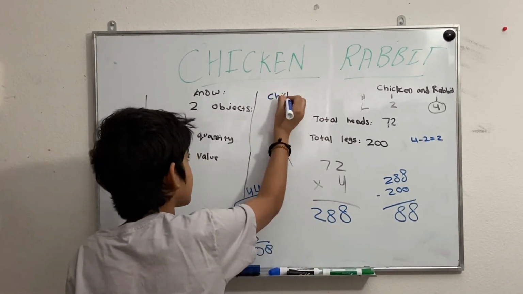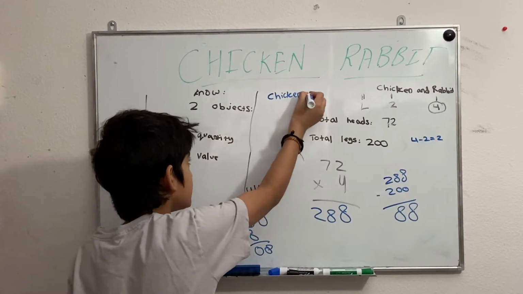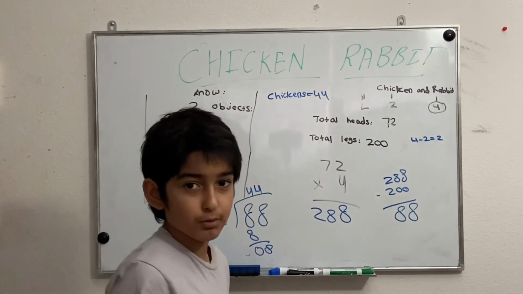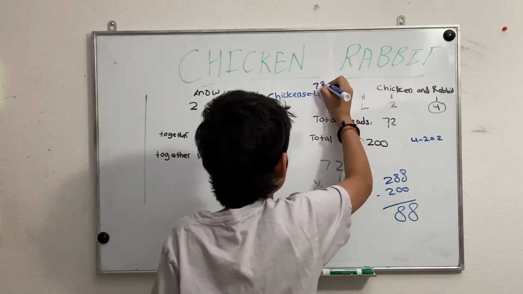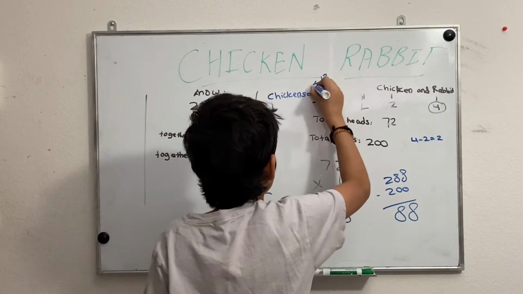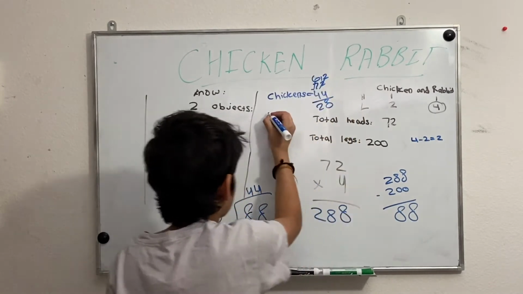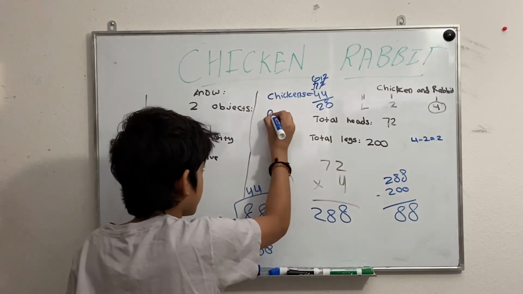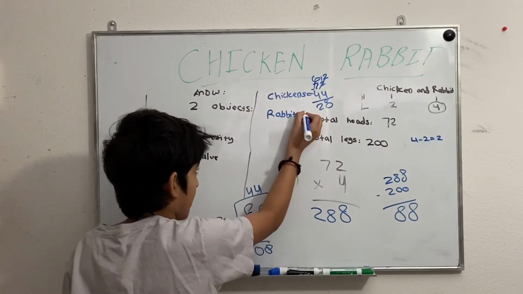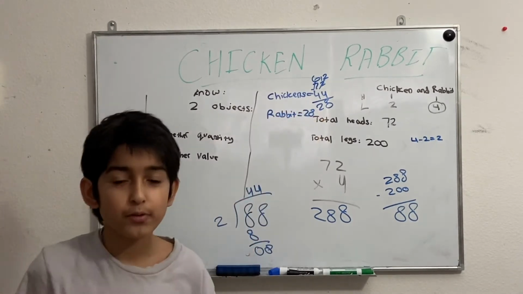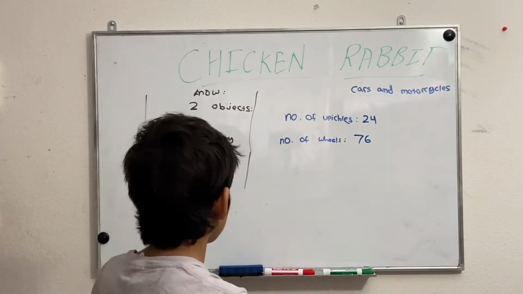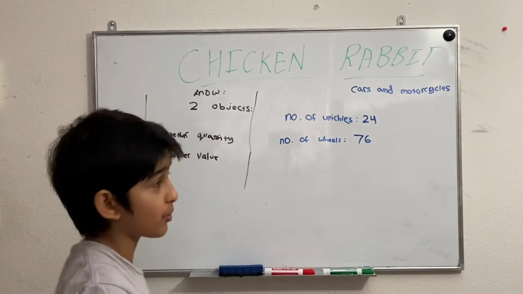So I'll write chickens is equal to 44. Now how do you find the rabbits? What we can do is subtract 72 and 44, and we get 28 rabbits. Now that we know this, let's move on to another example. Number of vehicles is 24, number of wheels is 76, and they're both cars and motorcycles.